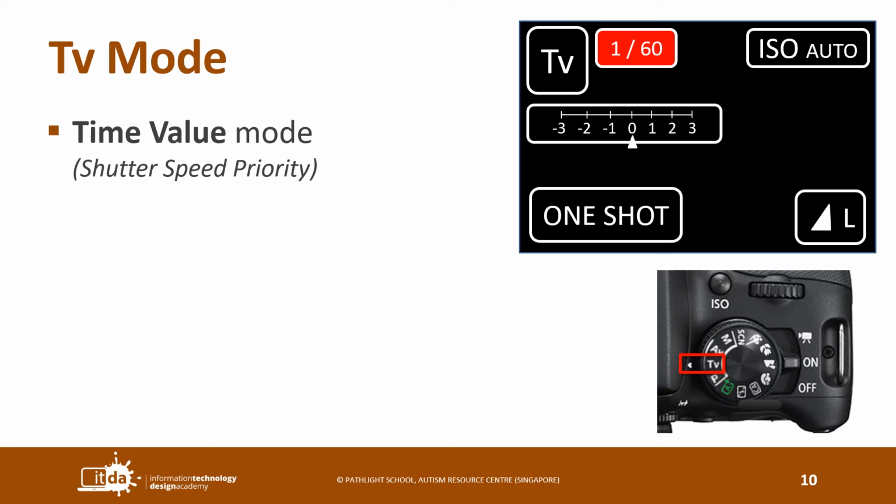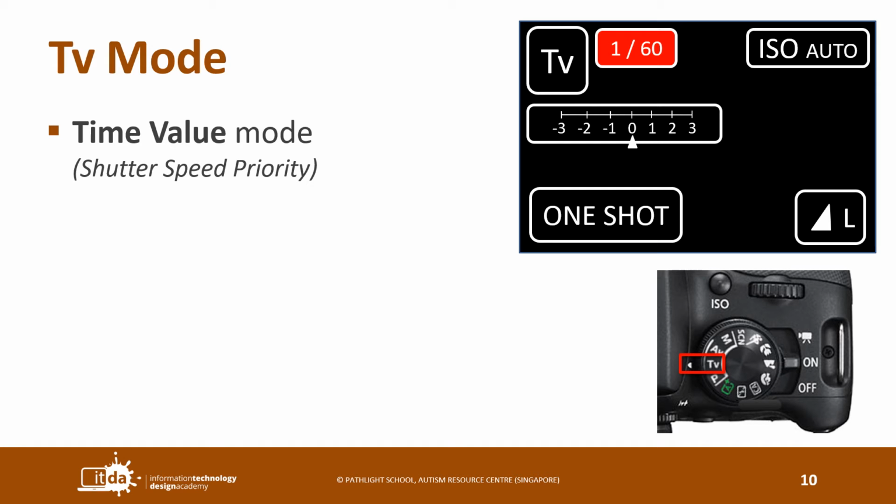Okay, so let's start off with TV mode. TV mode is another camera mode. It looks like this. You notice that now that you have changed to TV mode, the F number has disappeared and it has been replaced with a fraction. Now everyone, this fraction here is actually referring to shutter speed. Okay, so this mode, time value mode, actually also means shutter speed priority mode.